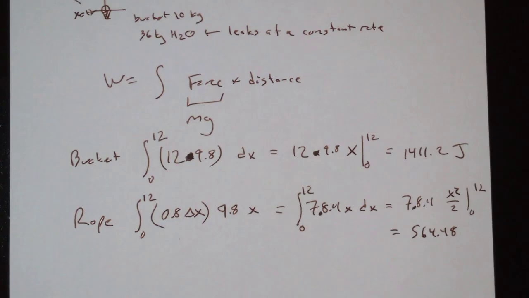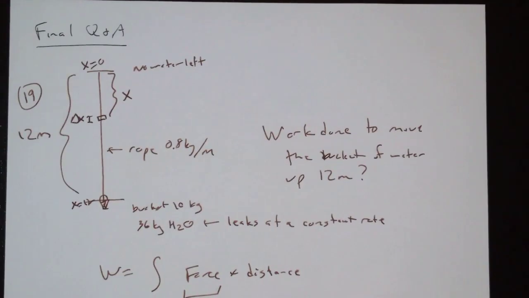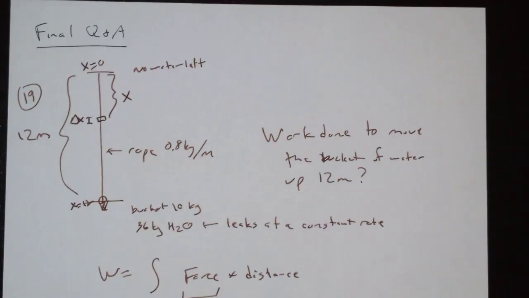Now, why did I say that I think this should be 500-ish? The bucket weighs 10 kilograms. And we're hoisting it the entire 12 meters. How much does the whole rope weigh? The information I need to know the weight of the rope is right there.